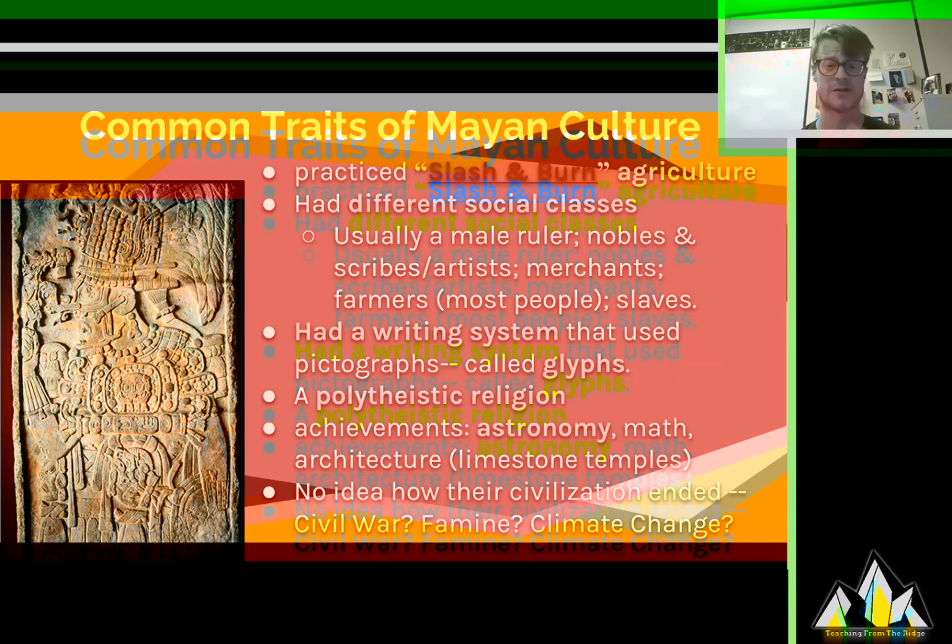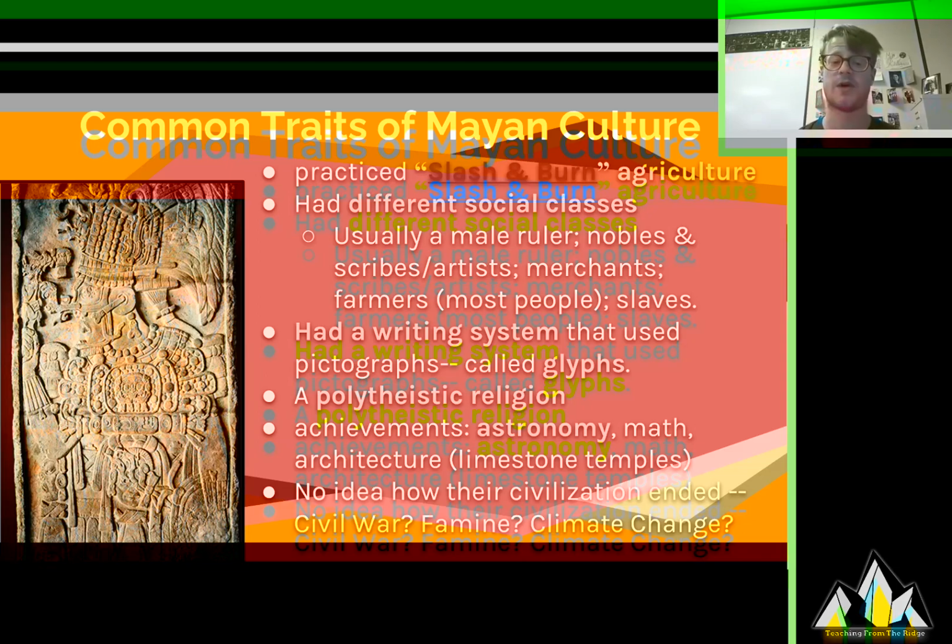They also had different social classes in Mayan culture. Nothing unsurprising: usually a male ruler on top, then nobles, scribes and artists below them, merchants, then farmers, who were by far the majority of people, and then slaves. The reason farmers are still the majority at this time is that most people are going to spend most of their time farming, but you'd still have chances for specialized labor in other areas, like scribes or merchants.